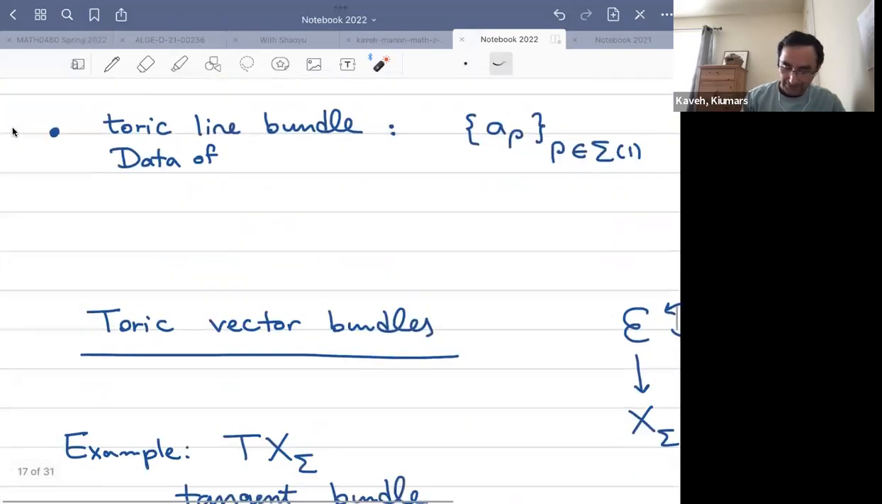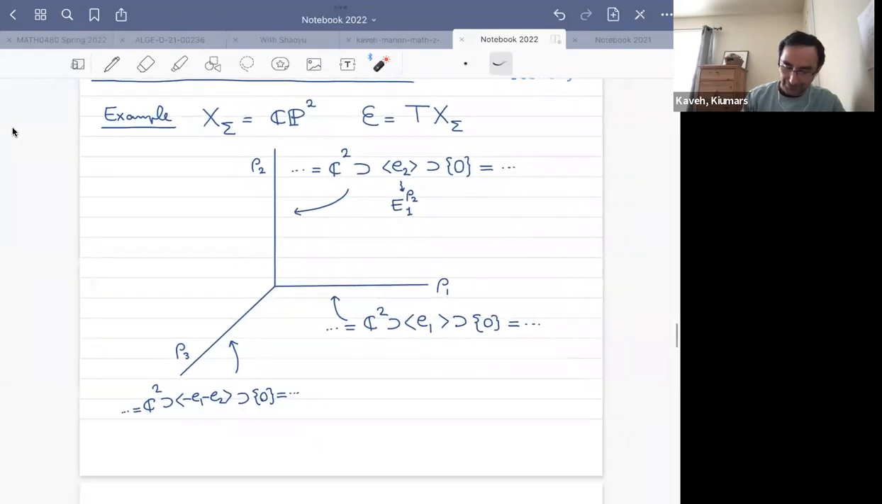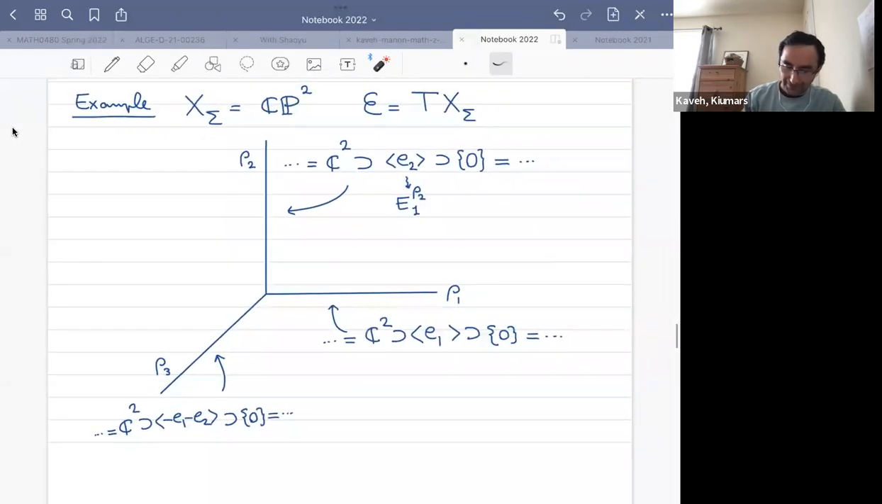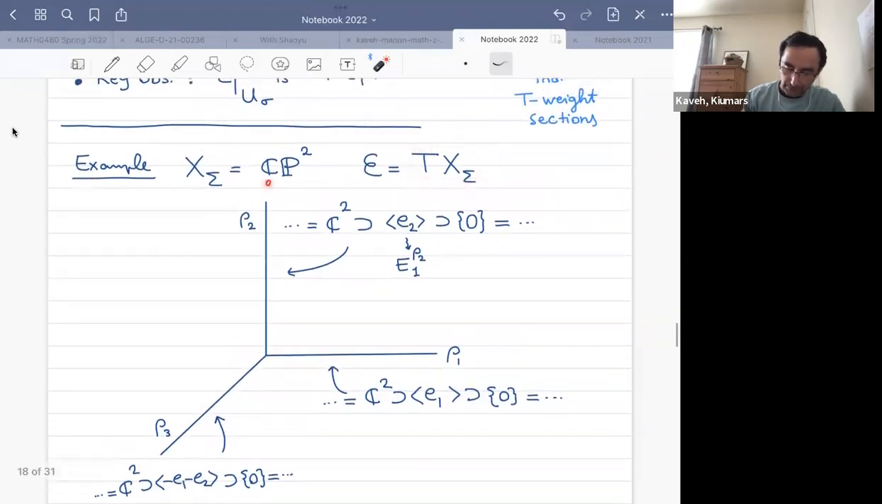Okay, so for the projective plane, you have these three rays. Take the tangent bundle of the projective plane, so it's rank 2. So your E is C2.